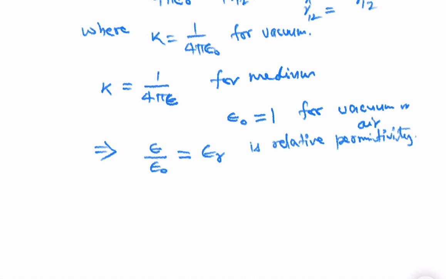That is, if the force on a charged particle due to a number of point charges is the resultant of force due to individual point charges, then it can be written as F1 is equal to F12 plus F13 plus F14 and so on.